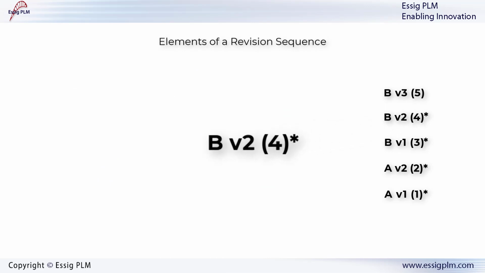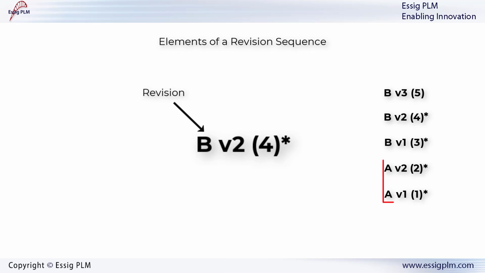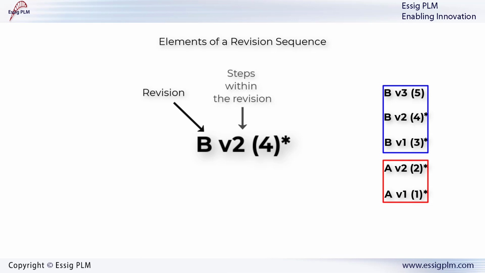Let's summarize the parts of a revision sequence. One is dedicated to the major changes in the life of an object, like when it is released. We will call this revision. In the above example, we had 2 levels of revision, A and B. A second part of a sequence gives us information regarding the evolution of the file within a given revision. In the above example, revision A underwent 2 of these steps, while revision B underwent 3 of these steps.